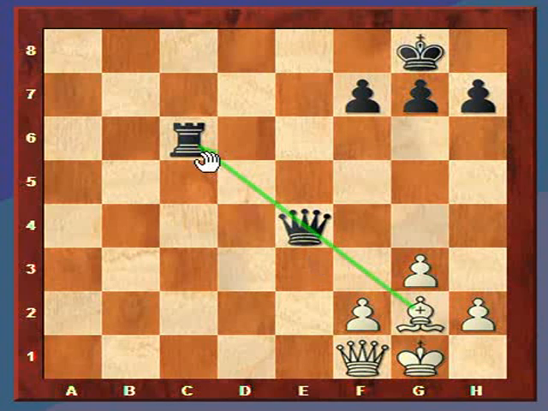Notice how all the pieces are on the same line, the same diagonal as the bishop. If the queen was skewering, it would be whatever the line was. If it was a rook skewering, it would be whatever that line was. But in this case, it's this line right here.